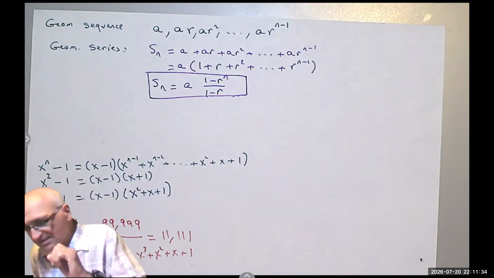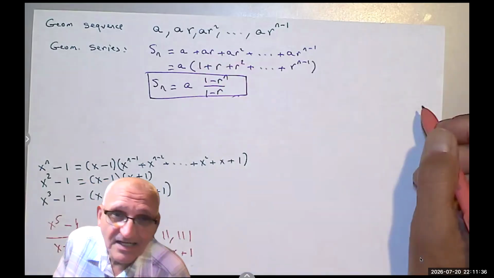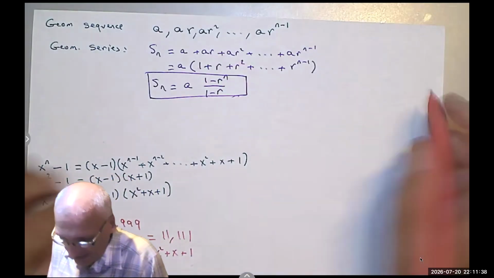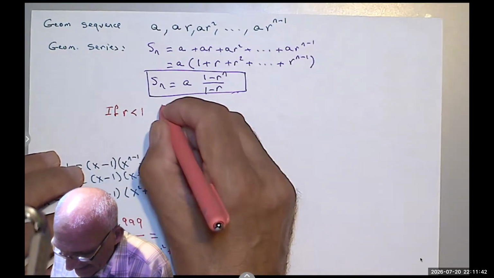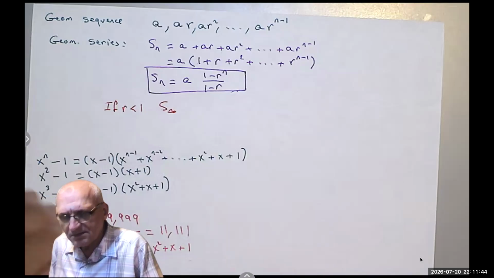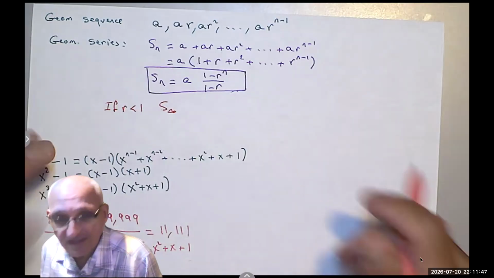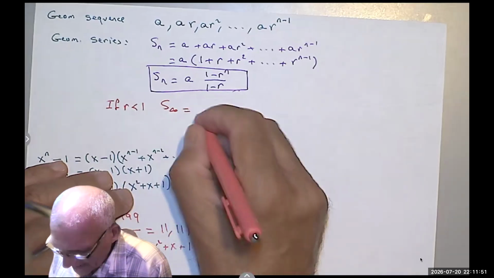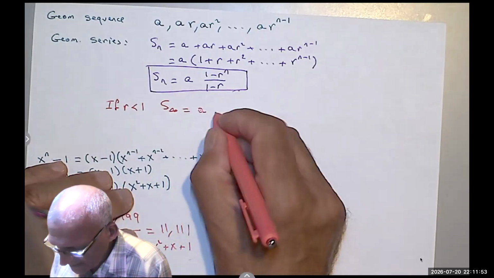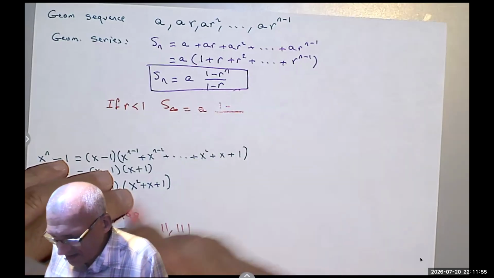In some cases, if r is less than 1, I can find S infinity. What? Yeah, S infinity, meaning I can have infinite numbers. How? Here is A, 1 minus.